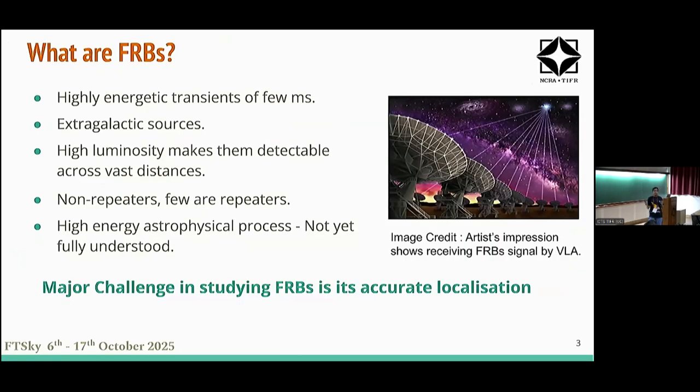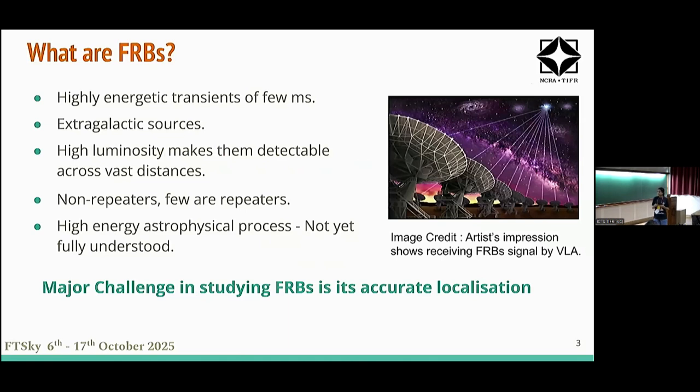Throughout this workshop, we have been hearing about FRBs, but just to have a connection with the topic, I'll give a brief on what FRBs are. FRBs are highly energetic transients lasting for a few milliseconds. They are from extragalactic sources, and their high luminosity makes them detectable across vast distances. They are found as non-repeaters and repeaters.